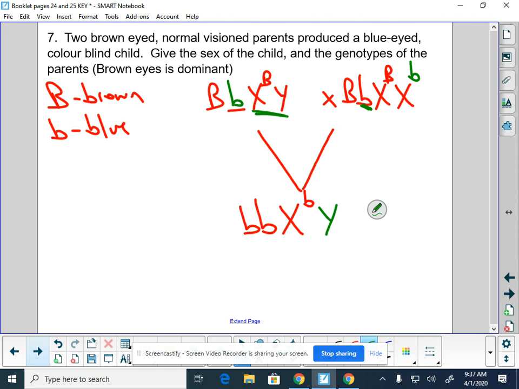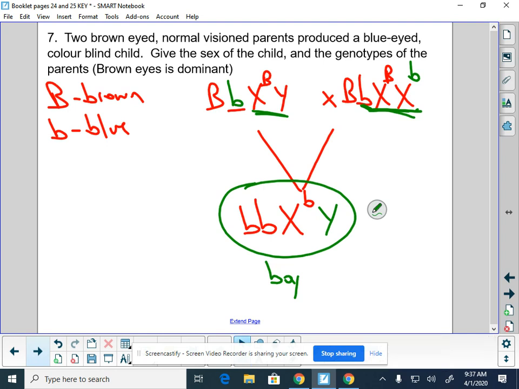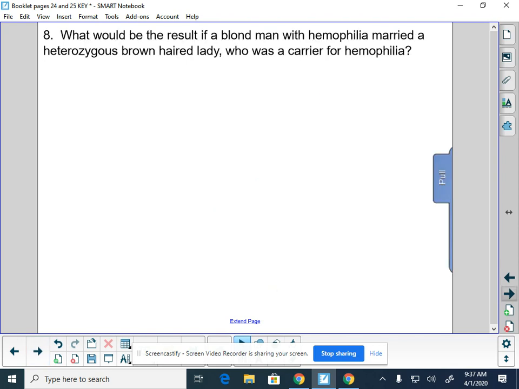And the mom must have been heterozygous for colorblindness. To get this kid, that had to be the genotypes of the parents. The sex of the child then, of course, had to be a boy. The only way you could get this result was if you had a boy with the parents that are with the genotype shown. Last question. What would be the result of a blonde man with hemophilia?